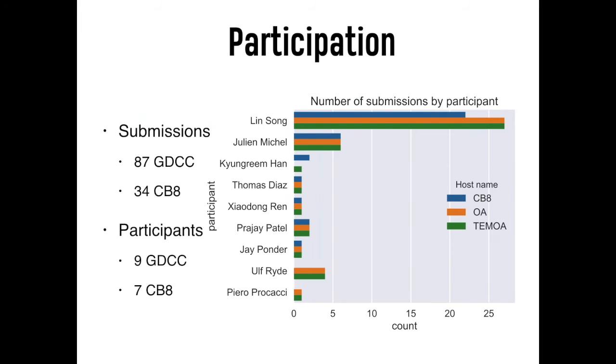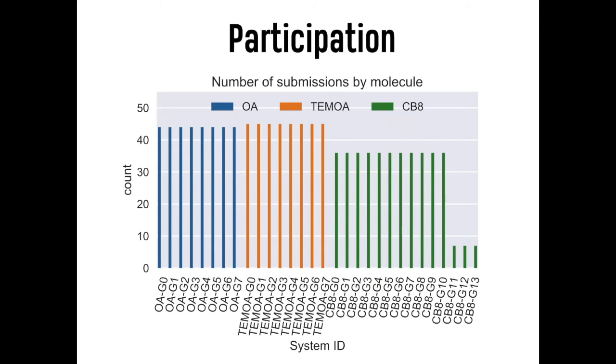We had a lot of participation, 87 submissions for the octa acids and 34 for CB8, for a total of 9 participants. Half of the methods came from Lin Sang. He was very generous. He tested a lot of different variations of his algorithms. So in general, the octa acids were a little bit more preferred than CB8. But we also had a few submissions for the bonus challenges. That was interesting.